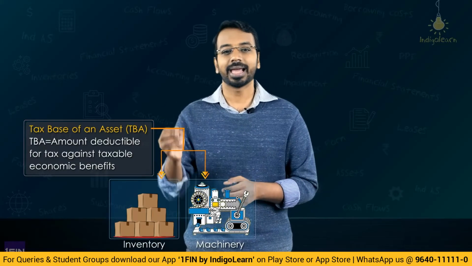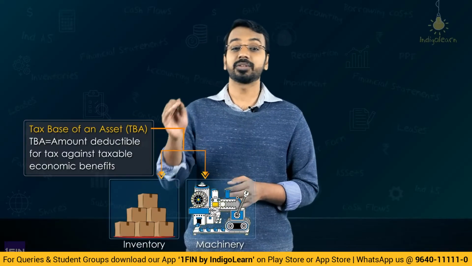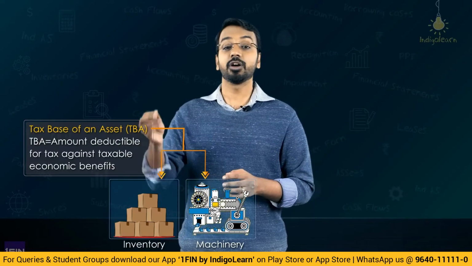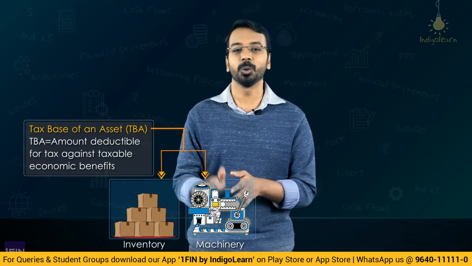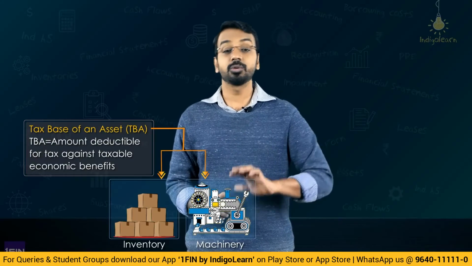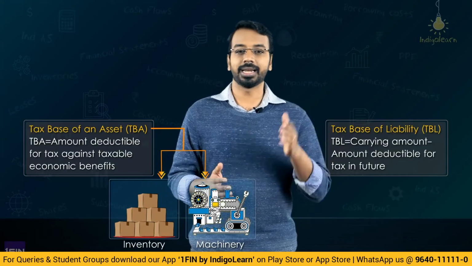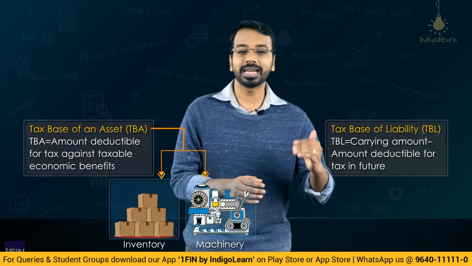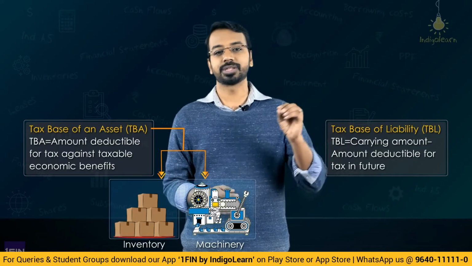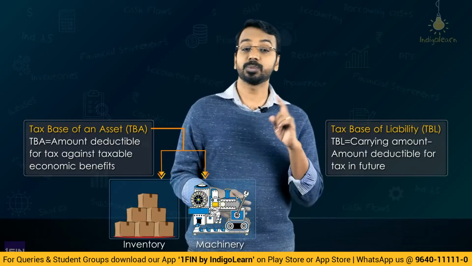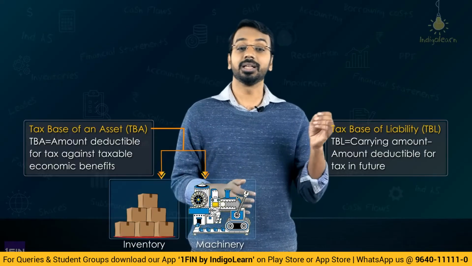So, to simply understand, tax base of an asset is the amount that the entity will be deducting against future taxable economic benefits. And if the economic benefits are not taxable, then the tax base will be equal to the carrying amount of that asset. Now, coming to the tax base of a liability, tax base of a liability is the carrying amount of the liability, that is as per the books, less any amount that will be deductible in the future from that particular liability or when you settle that particular liability. Okay. So, tax base of a liability is what? The carrying amount of the liability less any amount that will be deductible in the future.